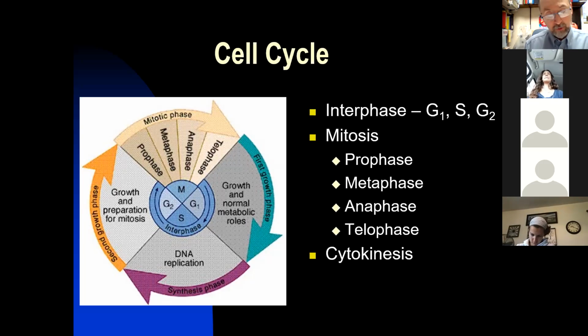Mitosis is the division of the chromosomes in the nucleus. And then after that, you have cytokinesis. So I like this diagram, except it doesn't show cytokinesis. Cytokinesis probably happens during telophase. Okay.